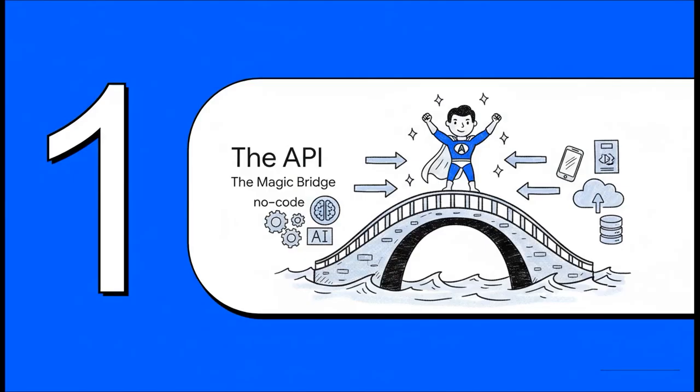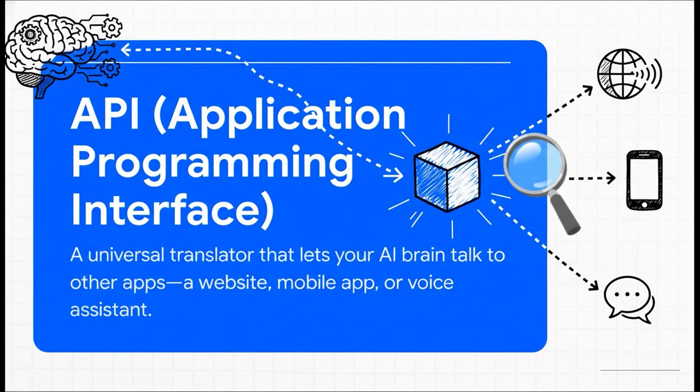So, how do we rescue our AI from that island? We need to build a bridge. And in the world of software, that magic bridge is called an API. This is the unsung hero that's going to make everything we want to do possible. So, what on earth is an API? Honestly, the simplest way to think about it is as a universal translator. It's basically a set of rules that lets totally different programs talk to each other, have a real conversation. It lets your AI brain chat seamlessly with any app you can dream up.